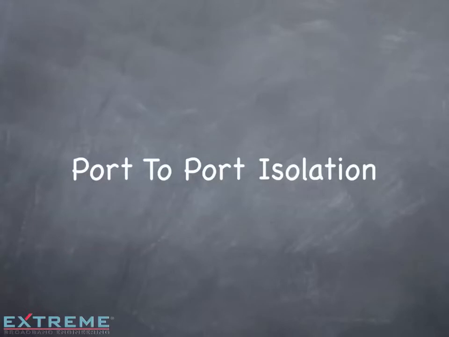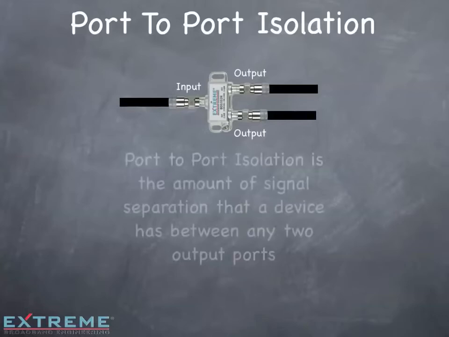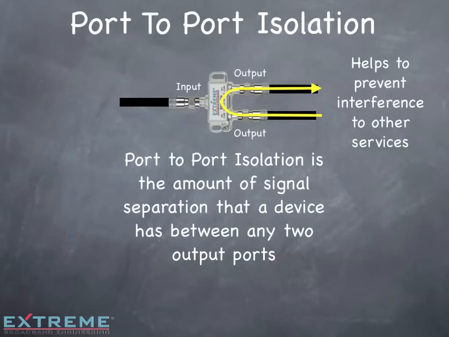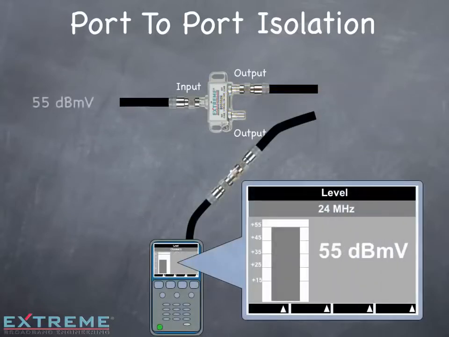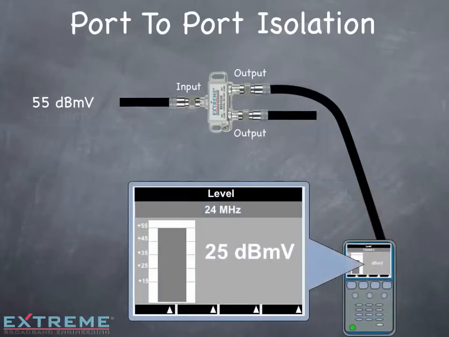Next, we'll look at port-to-port isolation. Port-to-port isolation is the amount of signal separation that a device has between any two output ports. This helps to prevent interference to other services from high-level return signals. Here we're measuring a return signal of 55 dBmV at 24 MHz coming into one of the output ports. Next, we'll measure the amount of signal that is present on the other output port. In this example, we're measuring 25 dBmV, so the port-to-port isolation is 30 dB.